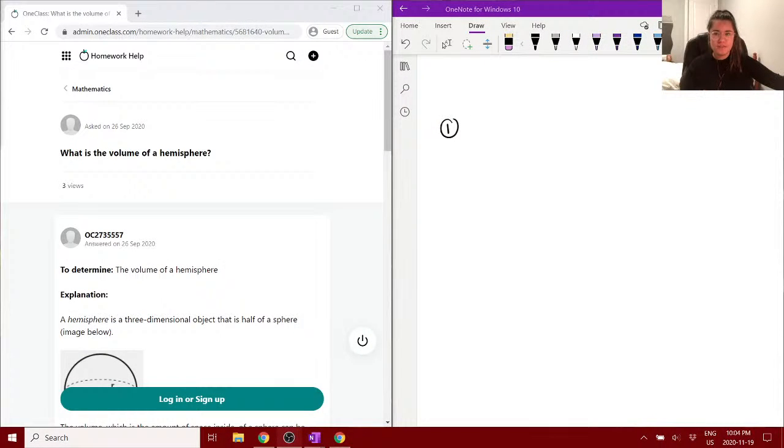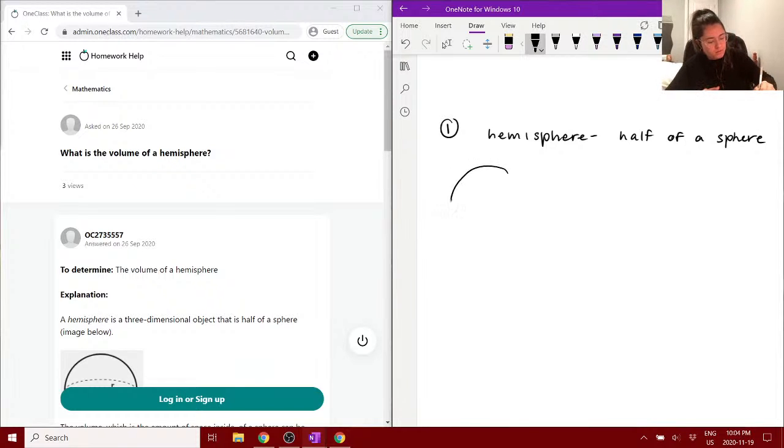Okay, the first question asks us, what is the volume of a hemisphere? So first of all, what is a hemisphere? A hemisphere is basically a 3D object that's half of a sphere. Okay, so you can kind of imagine it.